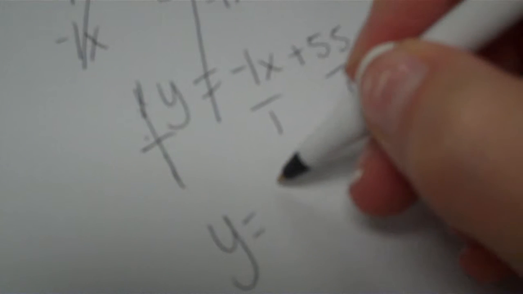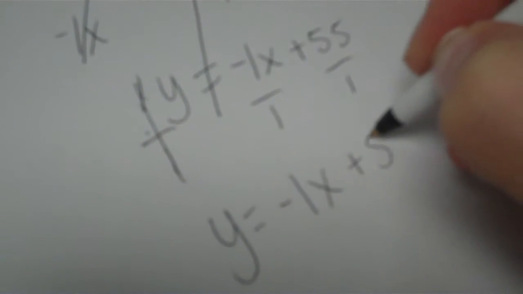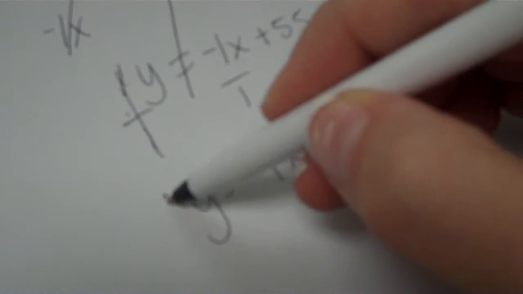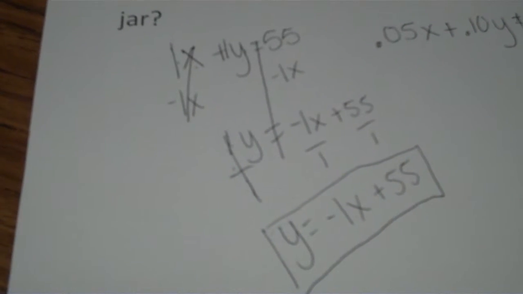So let's go away. Y equals. You can use your calculator. I'm just going to use my brain for a second. Negative 1 divided by 1 is just negative 1x. And 55 divided by 1 is just still 55. So that is our first equation. Okay, that's great. And this is a lot of work. I'm telling you, this is the hardest thing we're going to do all year is this stuff right here.